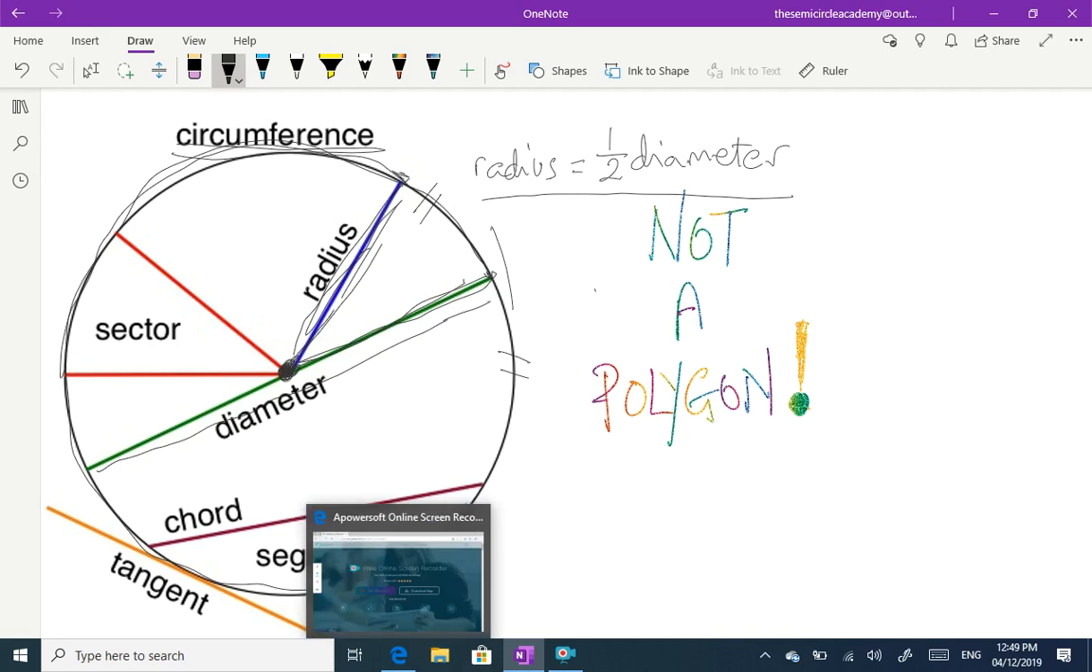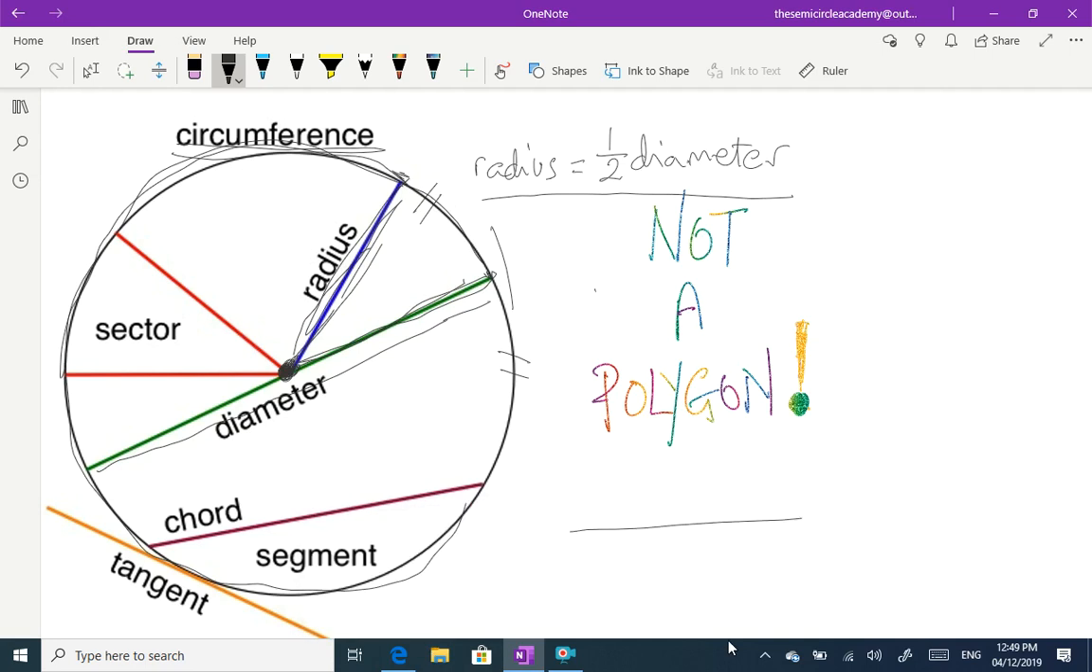So if this line represents my diameter, then half of that line will represent the radius. So this is the radius, this is the diameter of the circle, and these are two very, very important measurements, and we'll actually be seeing them soon.